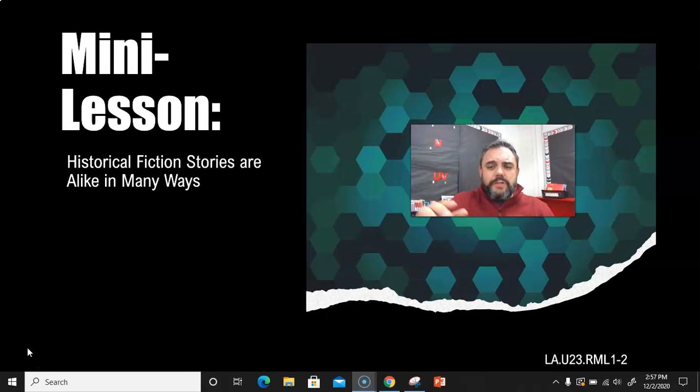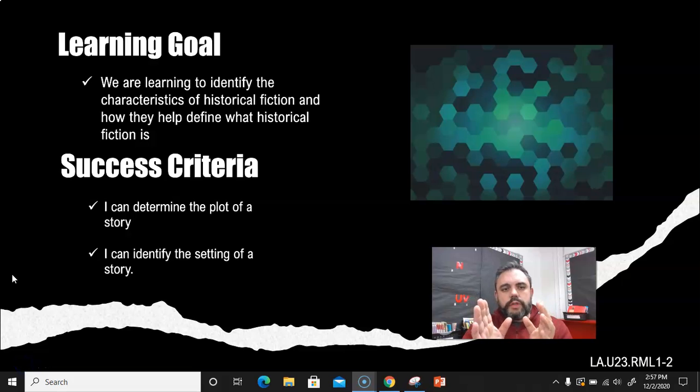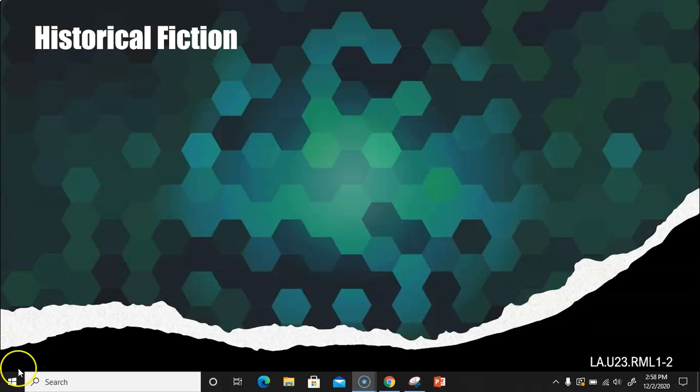All right. As always, we have a couple of learning goals and success criteria. Let's get to those. Our learning goal today is that we are learning to identify the characteristics of historical fiction and how they help define what historical fiction is. Some success criteria: I can determine the plot of a story and I can identify the setting of a story. Those two things are very important in heading us in the right direction. Let's look at some examples.